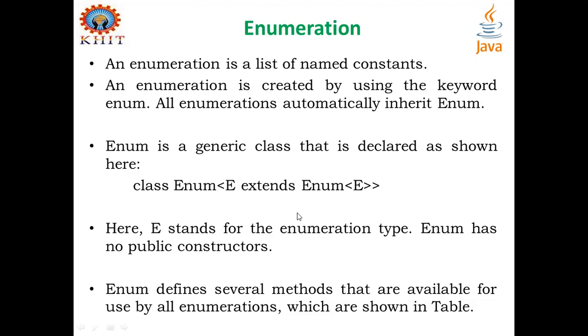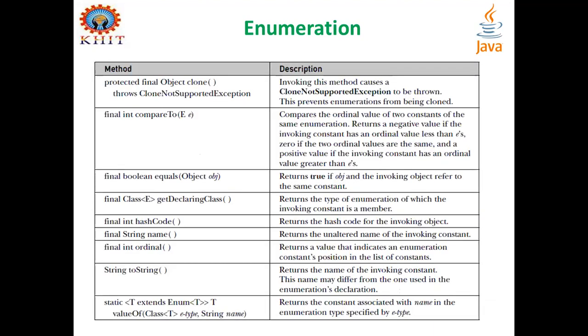Enum defines several methods that are available for use by all enumerations, which are shown in the table. So these are some methods defined inside this Enum class of the java.lang package. And here we use these different methods. Here also if you observe this toString, every class generally makes use of this method to return the name of the invoking constant, right? And here also clone, object.